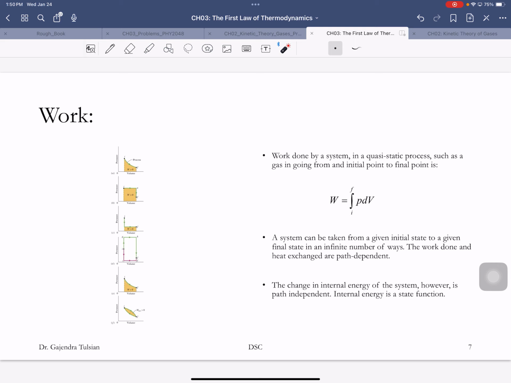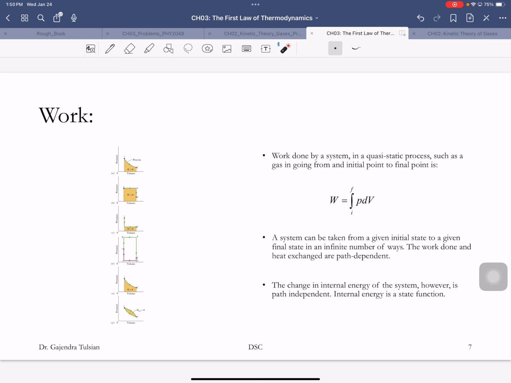So what I want you to notice is the following. In these diagrams, all the initial points are the same and the final points are the same. But the work done is different depending on the path taken, okay? So the work done by a gas is path dependent, okay?